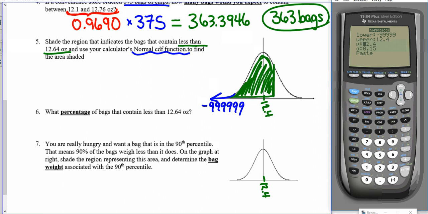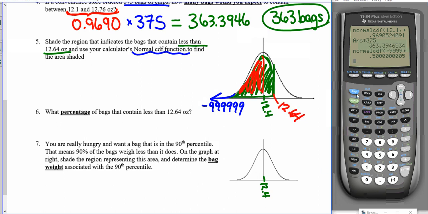My mean and my sigma were still the same. So this gives me 0.5. Okay, now my brain's saying 0.5, that doesn't seem right. 0.5 should be from here to the left. So I'm thinking maybe I typed this in wrong. Did I type in my upper as 12.64 like I was supposed to? I don't think I did. Let's go back and check.